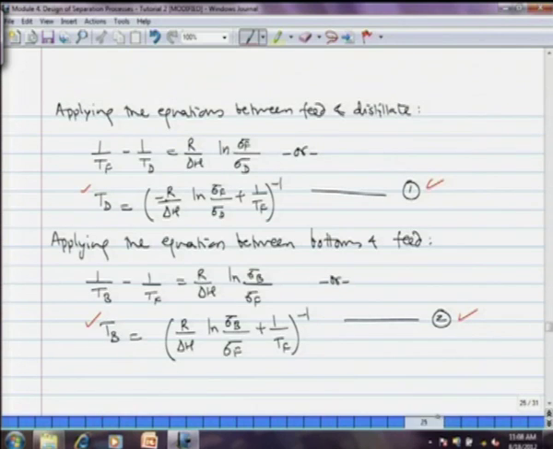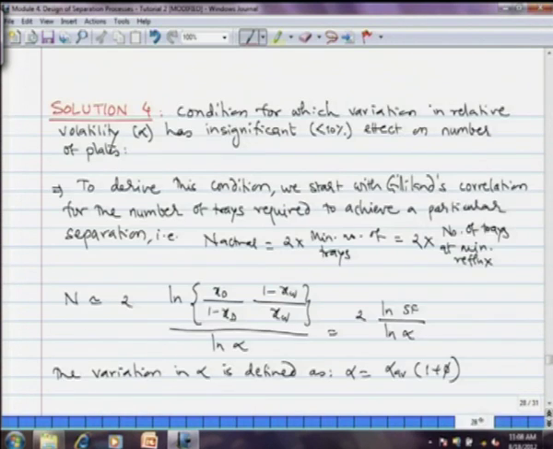But in many cases, the relative volatility changes with temperature, and we now have to find out conditions under which such a variation does not have much effect on the number of plates that we estimate using the McCabe method or the FUG method. So we start our solution. Condition for which variation in the relative volatility has insignificant effect. Now, the word insignificant we quantify as less than 10% effect on the number of plates of a distillation column.